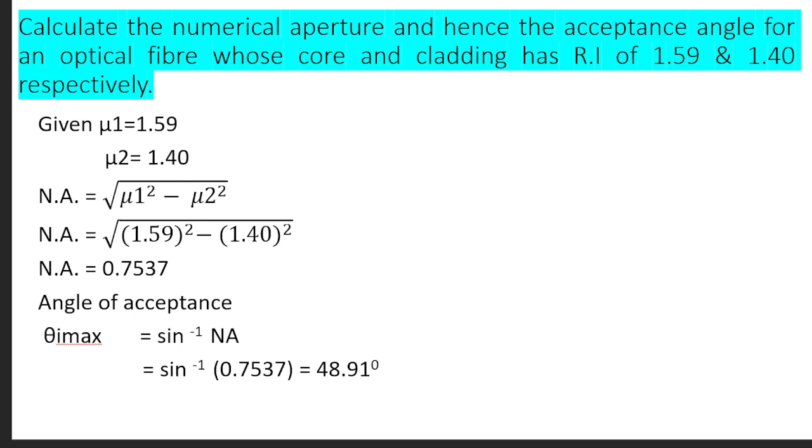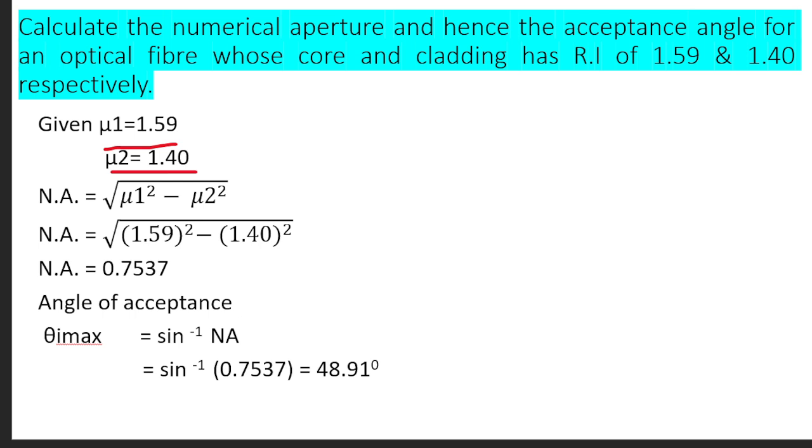Let's discuss the next numerical. Calculate the numerical aperture and hence the acceptance angle for an optical fiber whose core and cladding have refractive indices of 1.59 and 1.40 respectively. In this numerical, they are giving the refractive index of both core and cladding. So the core refractive index is mu1 equals 1.59 and the refractive index of the cladding is 1.40. And we have to calculate the numerical aperture and the acceptance angle.